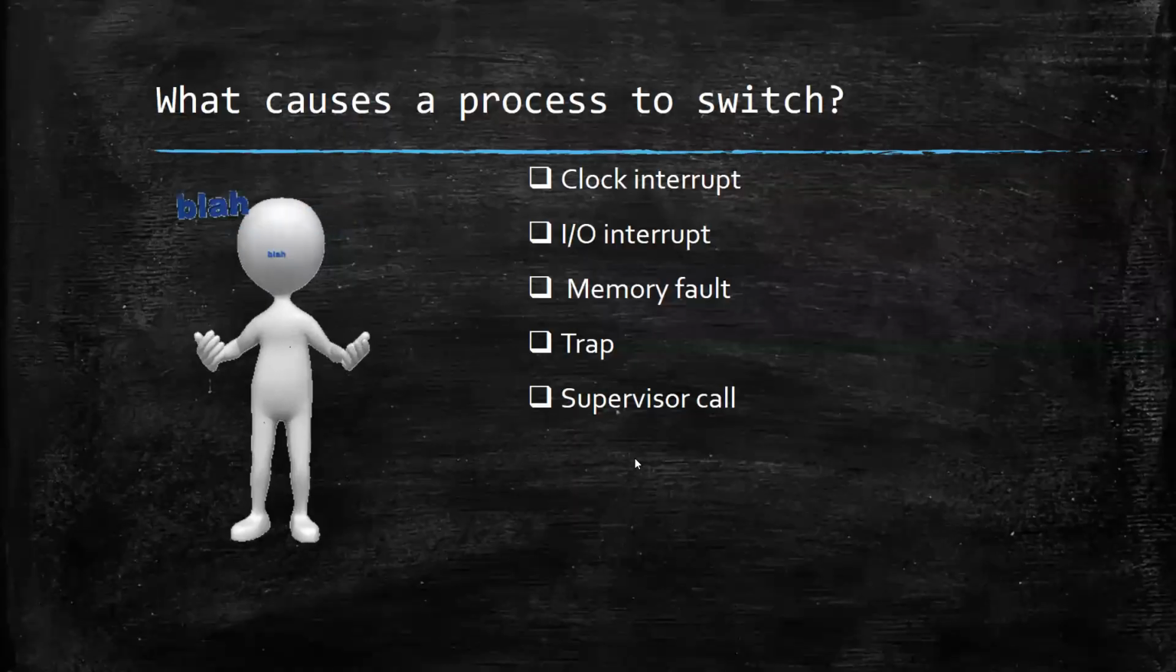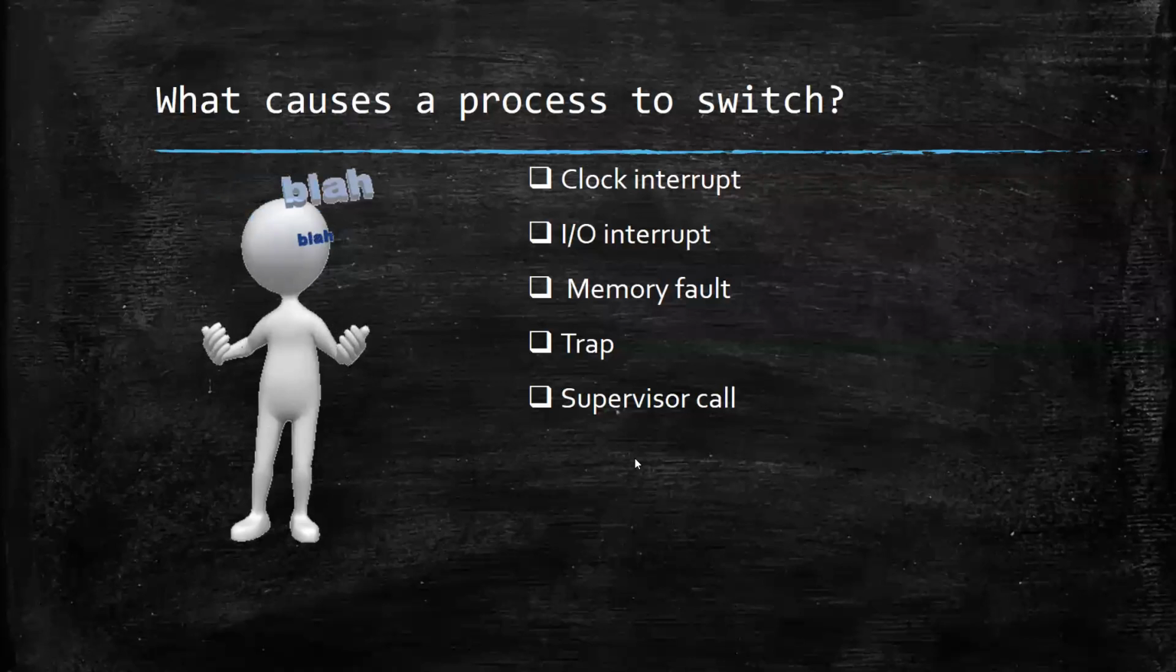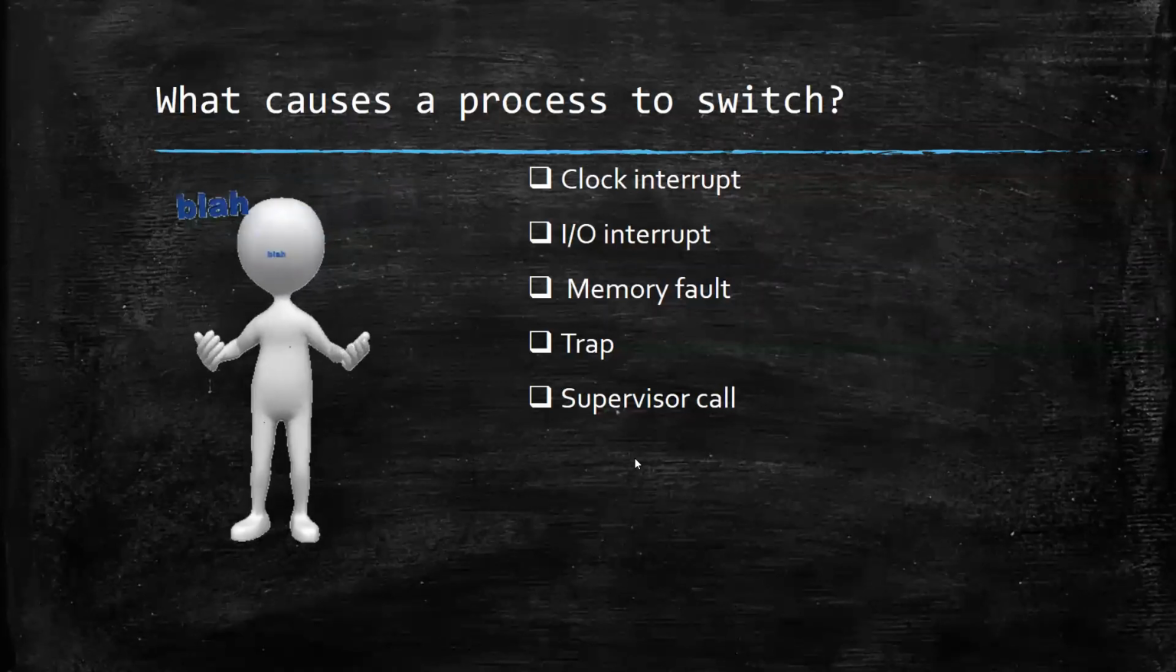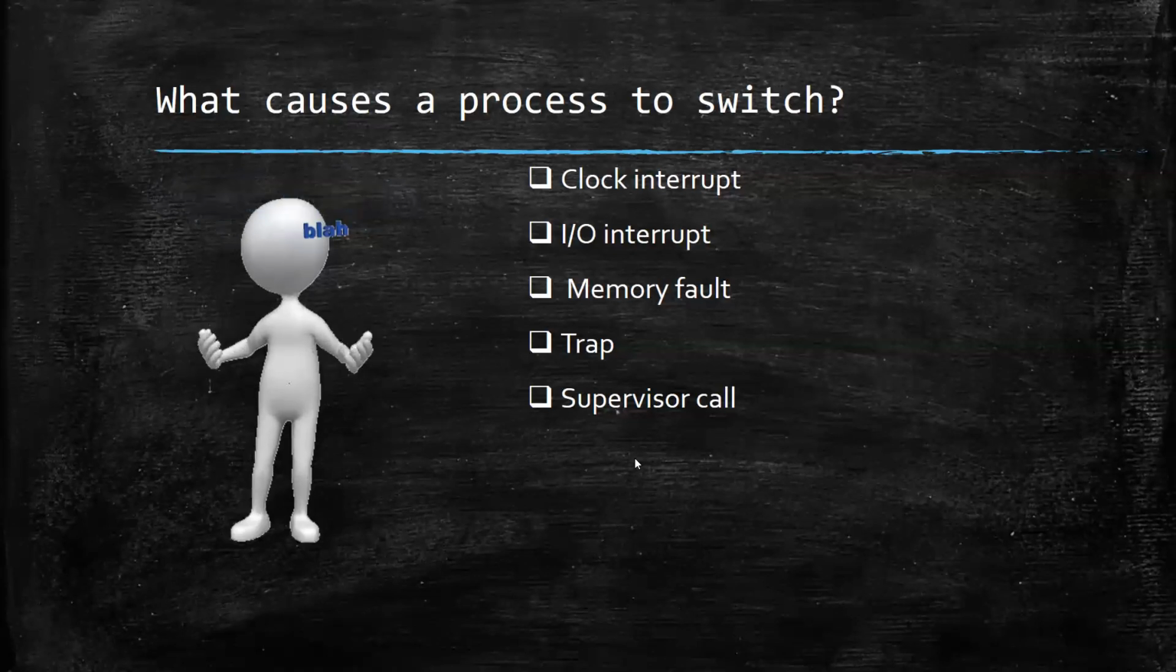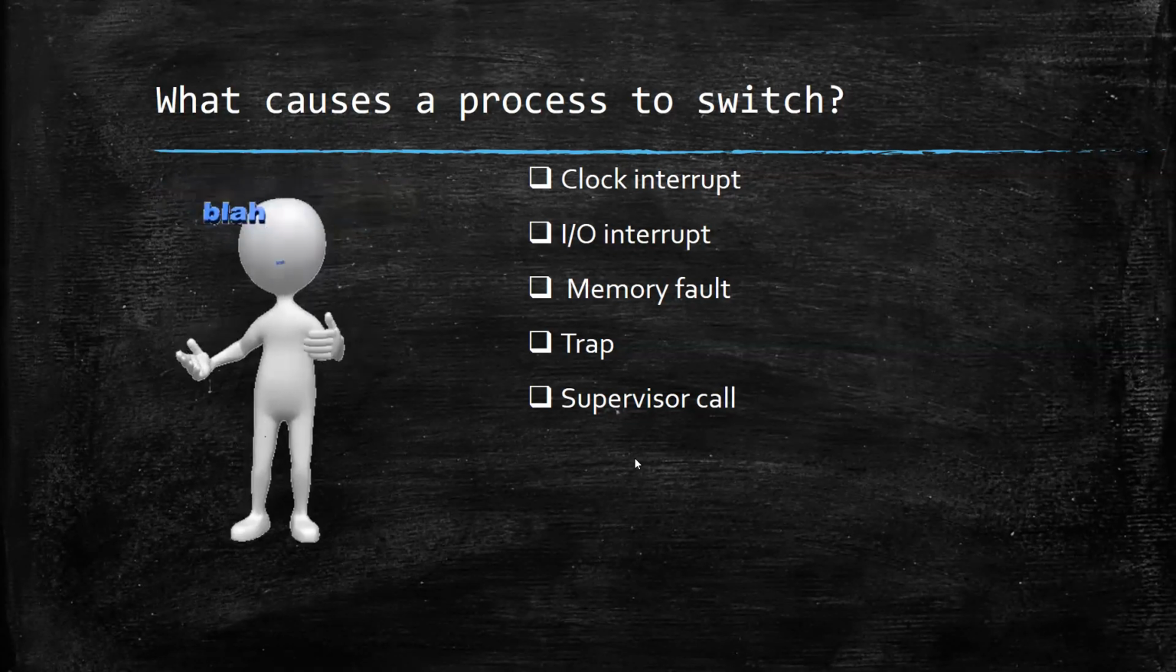What causes a process to switch? Clock interrupt: when a process has executed for a maximum allowable time slice. I/O interrupt: when an external device informs the CPU that it is ready for communication and requests the attention of the CPU. Memory fault: the memory address is in virtual memory, so it must be brought into the main memory. Trap: when an error or exception occurs, it may cause a process to be moved to the terminated state. Supervisor call, such as open file.